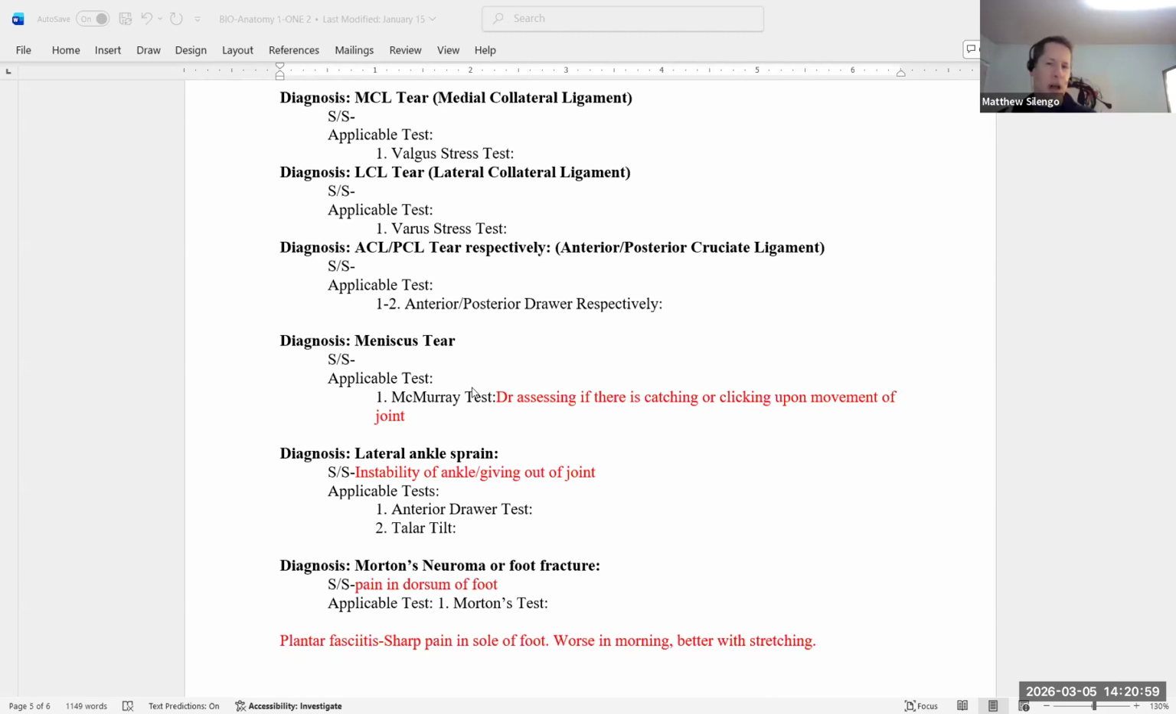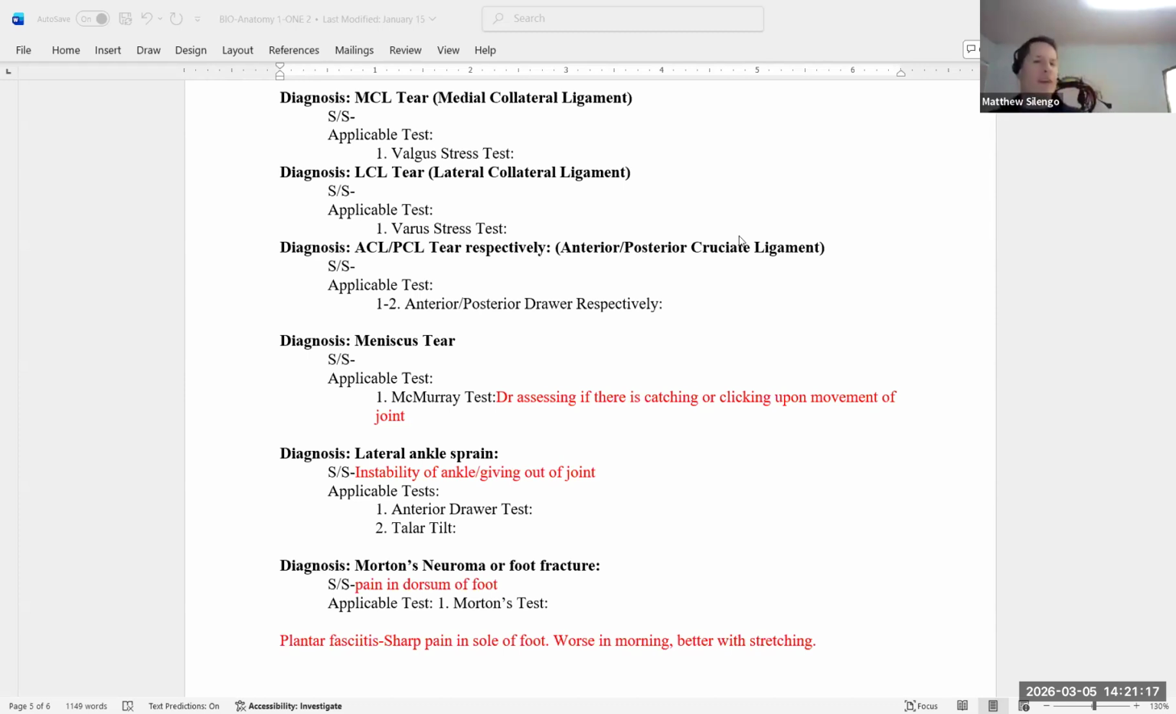Make sure you remember collateral and cruciate and which ones go with which. The medial and lateral, those are the ones that get collateral. Think of lateral, collateral rhyming. And the ones for the anterior posterior direction, those are the cruciate ligaments.